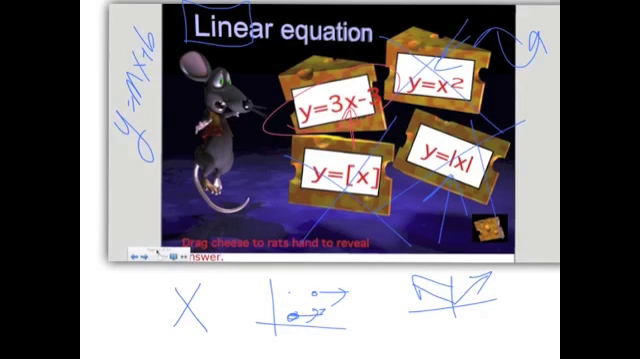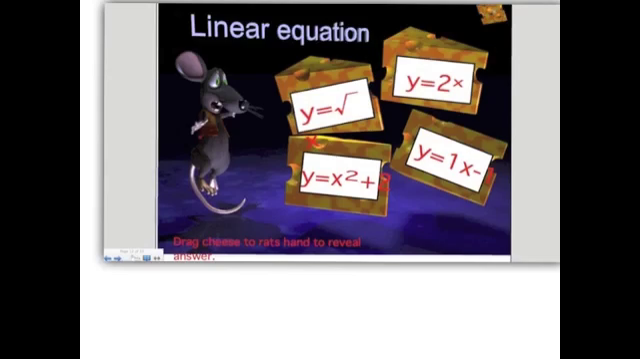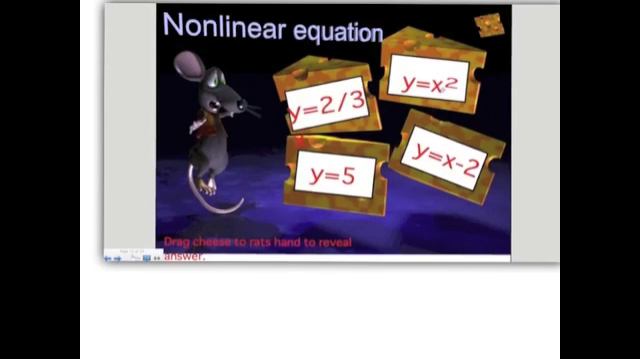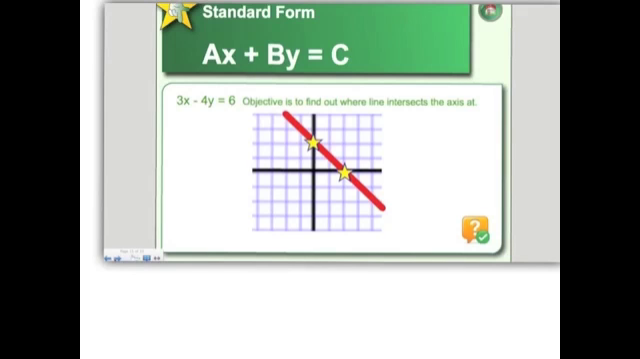We'll check it to see if we are right by dragging the cheese into the mouse hand. It'll highlight the correct answer, and we are correct. For your first example, go ahead and try to figure out which of these equations is linear. And here should be your second example. Which one of these is non-linear?